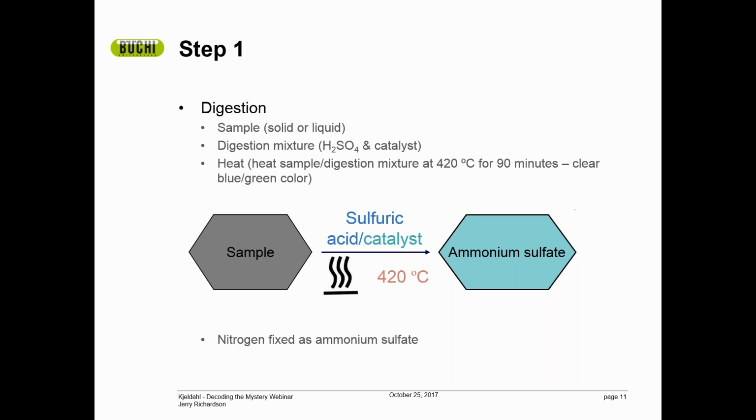Okay, so to do that, we're going to use heat, sulfuric acid, and the catalyst. Between those things, we'll take the temperature up to about 420 degrees for about 90 minutes, but mainly what we're looking for is that nice little blue-green color that you see, and that gives us the ammonium sulfate. Any kind of black or brown that you see is incomplete digestion. So we want to make sure we get to that color. And now our nitrogen will be fixed as an ammonium sulfate.